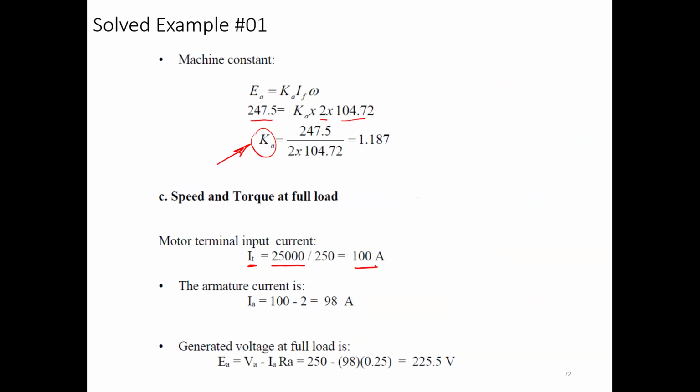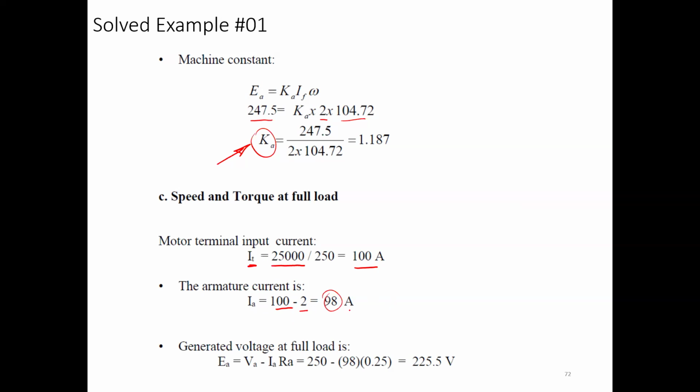We need to get the armature current, using the induced voltage relation. The armature current is going to be the total current minus the field current, which is constant at all of the machine operating points here, because the field is constant. We don't have variable resistance in series with the field winding, so the field current is constant. So in this case, guys, the armature current is going to be 98 ampere.